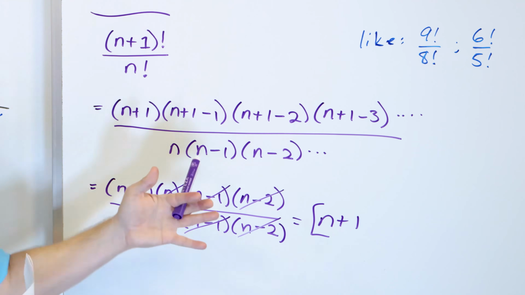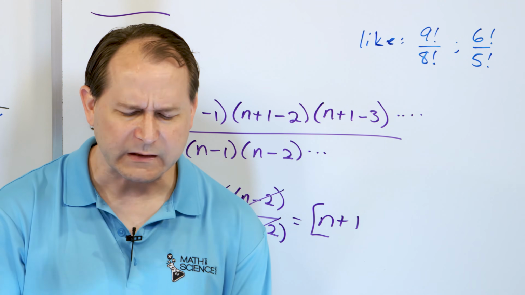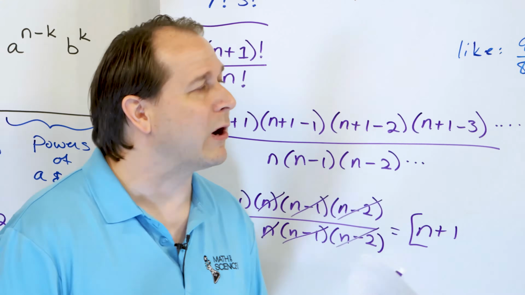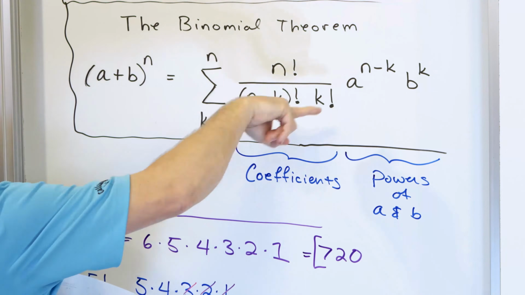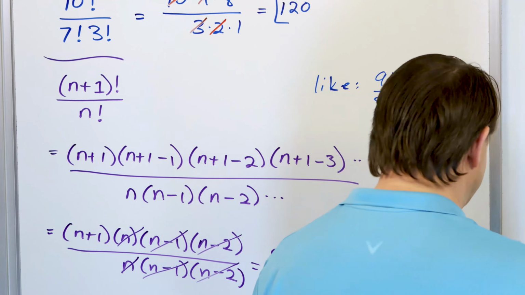So whatever n was, we just add 1 to it. That's the only thing that survives that whole process. So I really wanted to do a little review of factorial and do a couple of these simple problems, because when we start applying this thing, we are going to be dealing with that a lot.